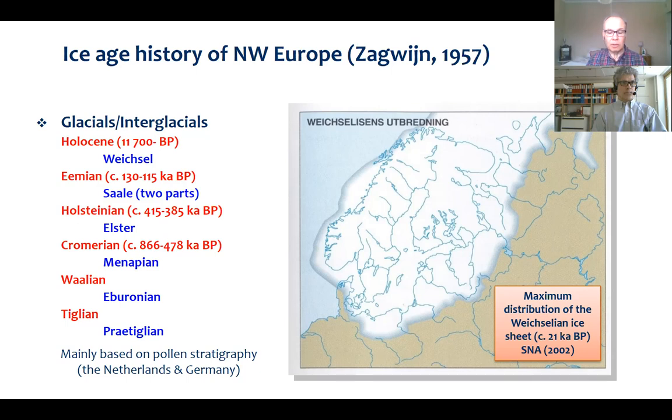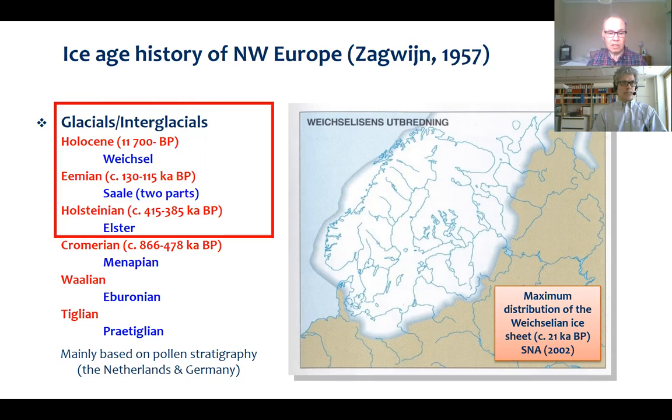We know quite a lot about the latest ones here, especially these three glaciations and interglacials, but there is also evidence for older glaciations and interglacials, especially in the pollen stratigraphy from the Netherlands and Germany. In Northern Europe we call the last three glaciations Weichsel, Saale, and Elster, but they have different names on different continents. For example, in North America, the Weichselian glaciation is called the Wisconsinan glaciation. So it's a bit confusing, actually.